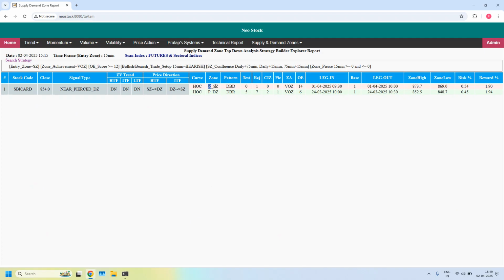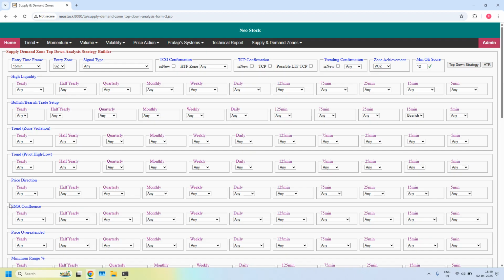So in this stock, this 15 minute supply zone overlapped with 75 minute supply zone. Both together overlapped with daily supply zone. And the daily trend is down. So if daily supply zone having daily EMA confluence, then this 15 minute supply zone might be having even more high probability to get success. Let's filter if we can get that stock.